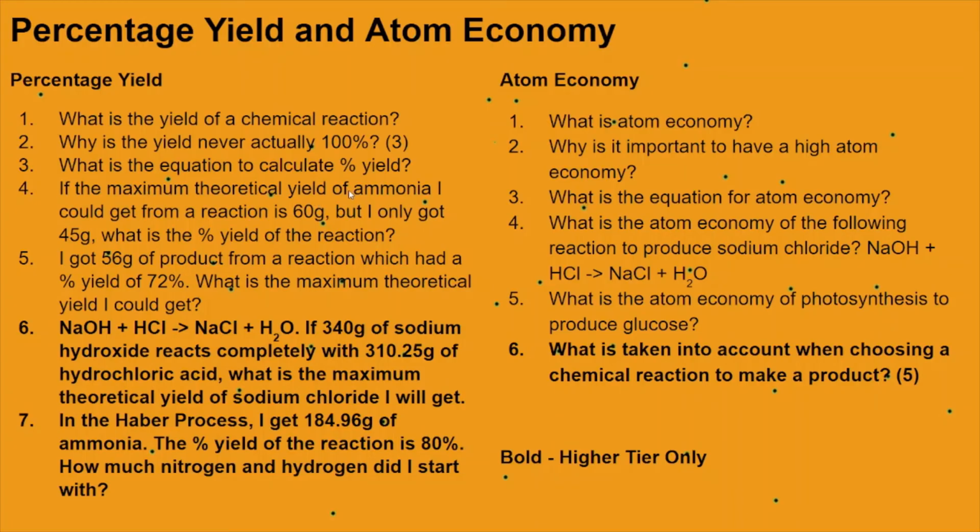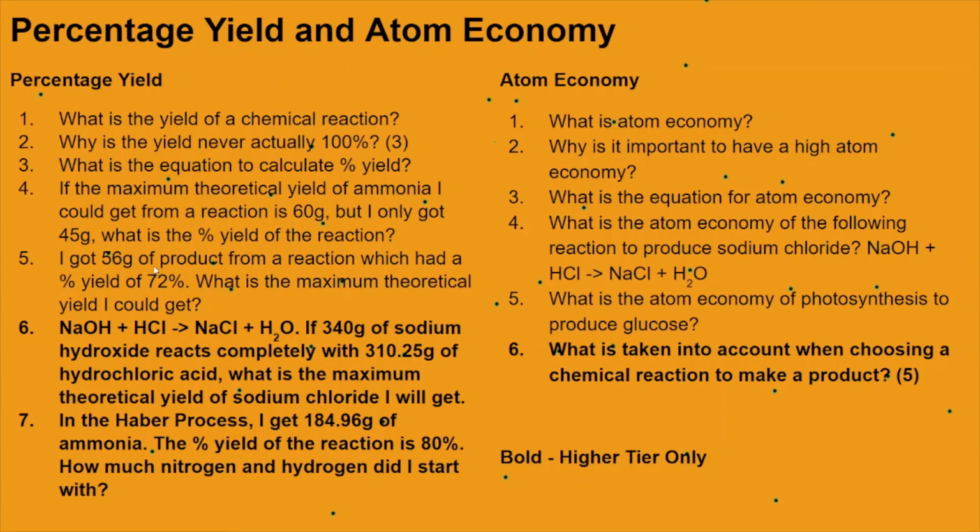If the maximum theoretical yield of ammonia I can get from a reaction is 60, so there's our theoretical yield, but I only got 45, so there's our actual yield. What is the percentage yield? We're going to do the actual yield divided by the theoretical yield. So 45 divided by 60 comes out to be 0.75, or 75%. Remember, if you get a number greater than 1, you've done them the wrong way round. So you can tell it's 75% yield, because 75% of 60 is 45. That's pretty much what the percentage yield represents.